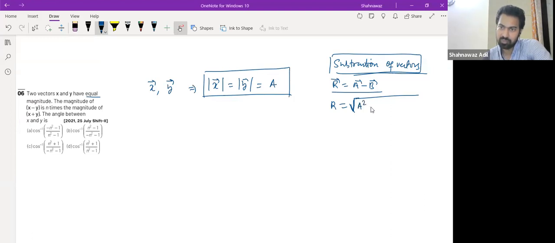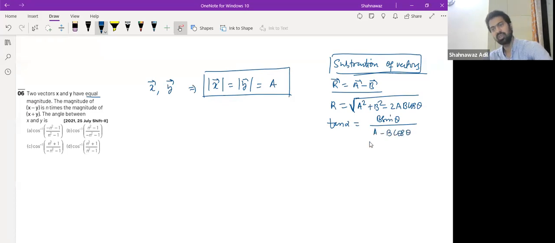Square root of a square plus b square minus 2ab cos theta. Yeah, you remember. And the angle is how much? b sin theta divided by a minus b cos theta. Just remember the effective diagram. Whenever you remember the effective diagram, it makes it clear. So this is the case, Yasir, right?